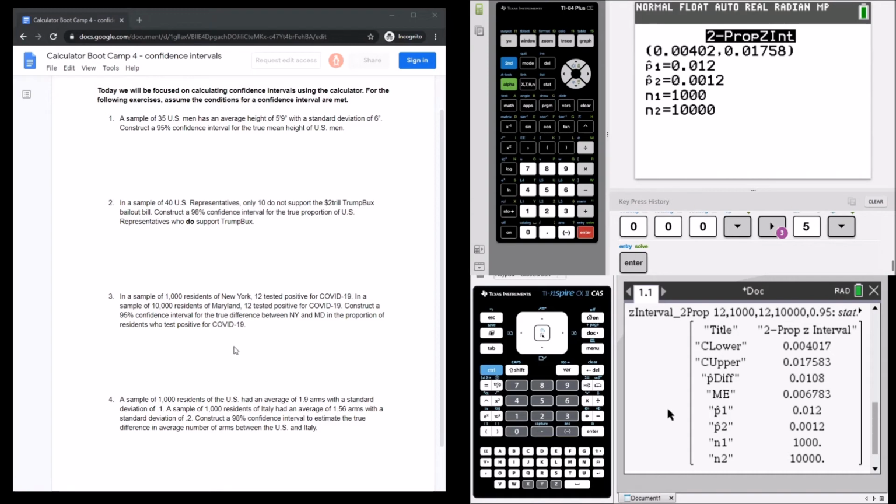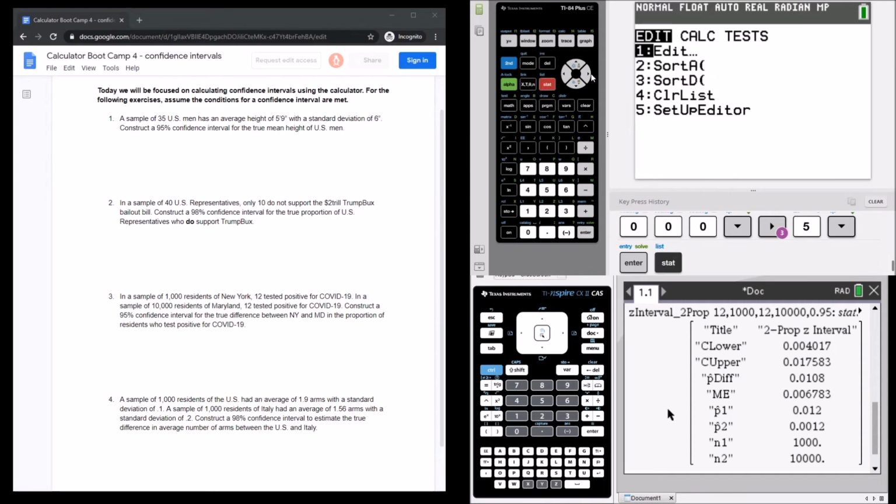Let's look at number 4. So here we have a sample of 1,000 residents in the US, and they have an average of 1.9 arms with a standard deviation of 0.1. A sample of 1,000 residents of Italy, on the other hand, had an average of 1.56 arms with a standard deviation of 0.2. Just go with it. I was running out of ideas.